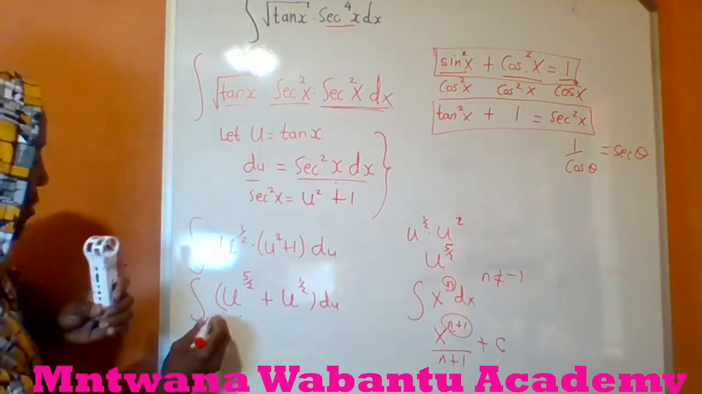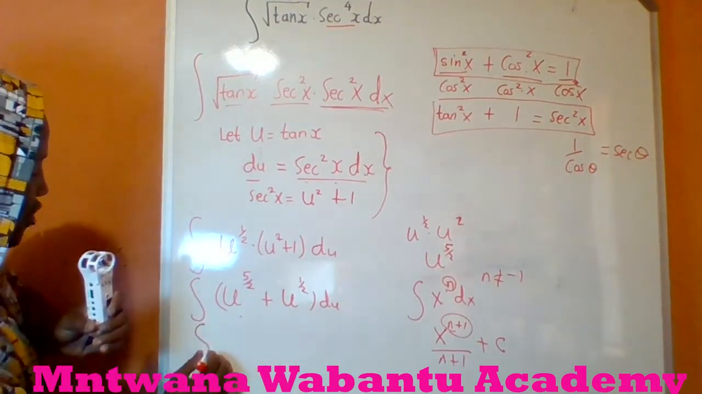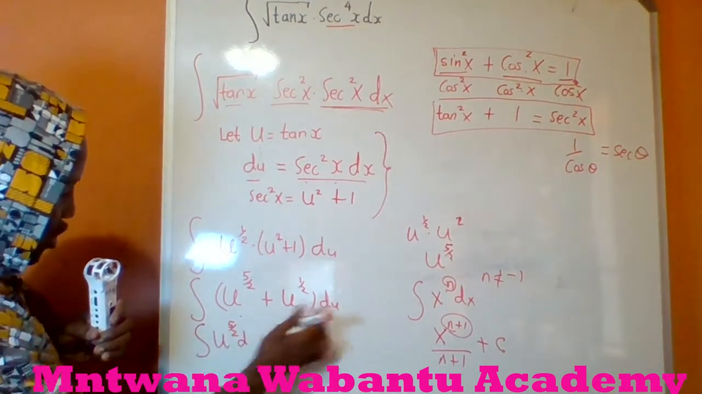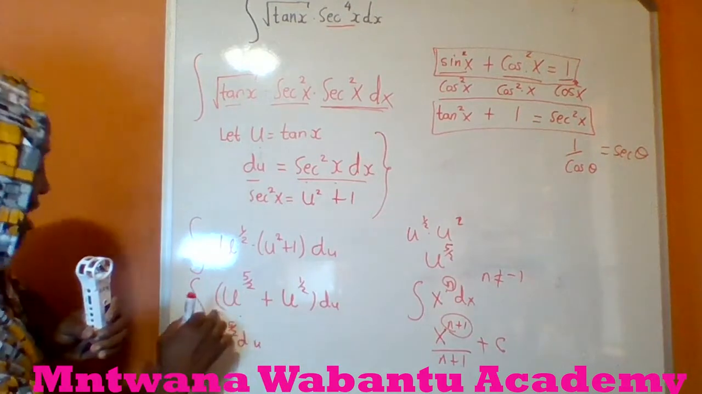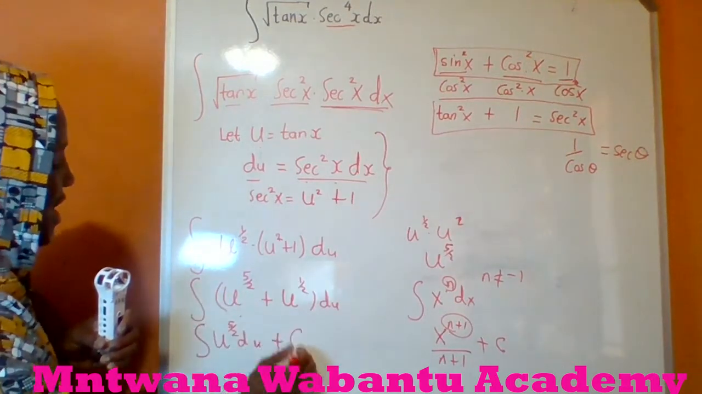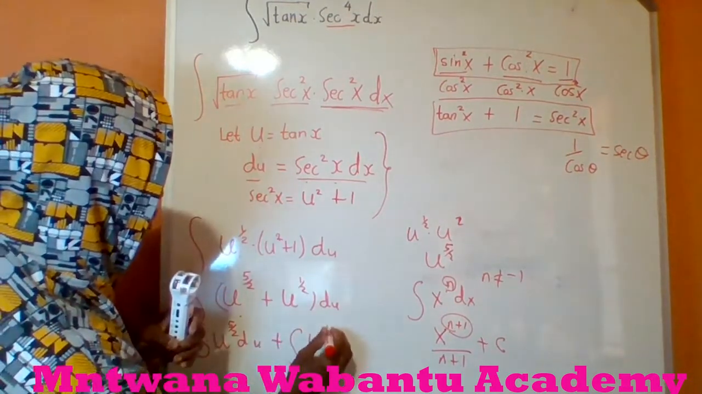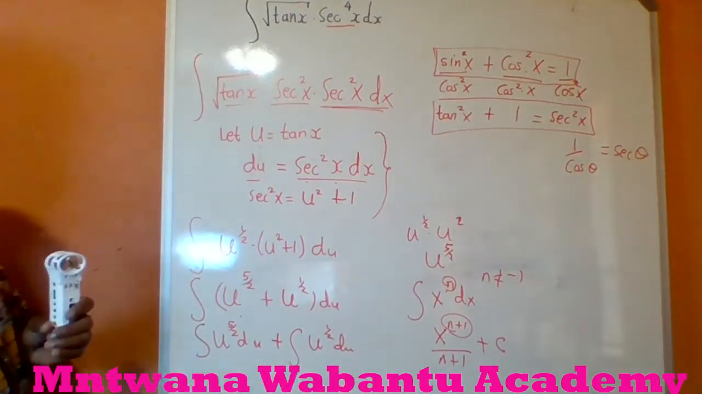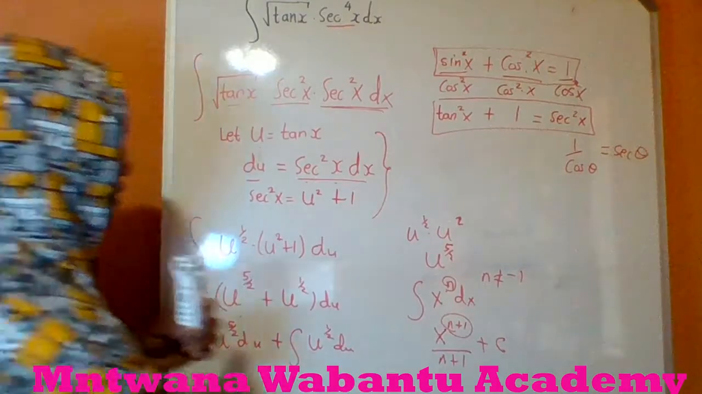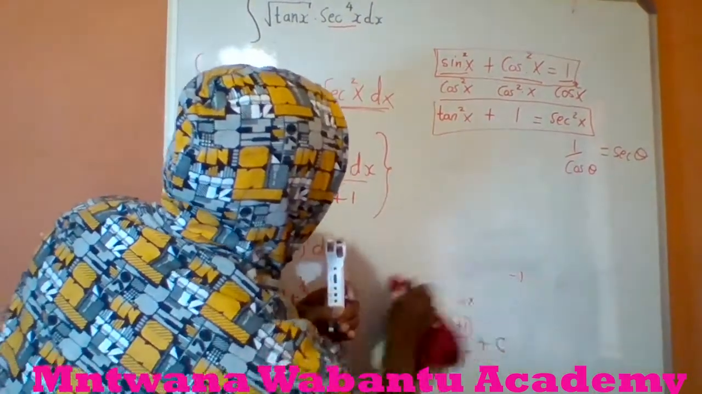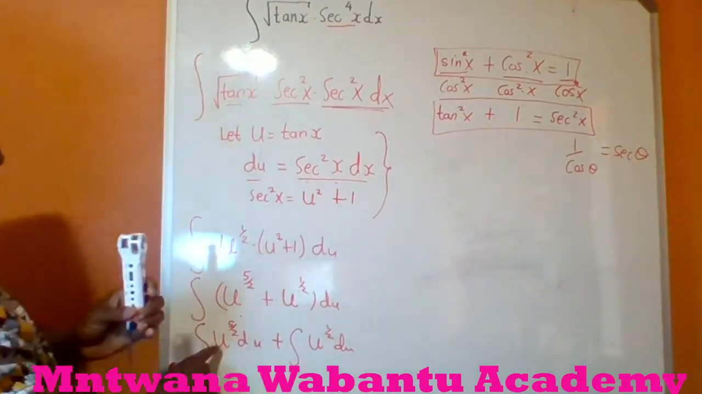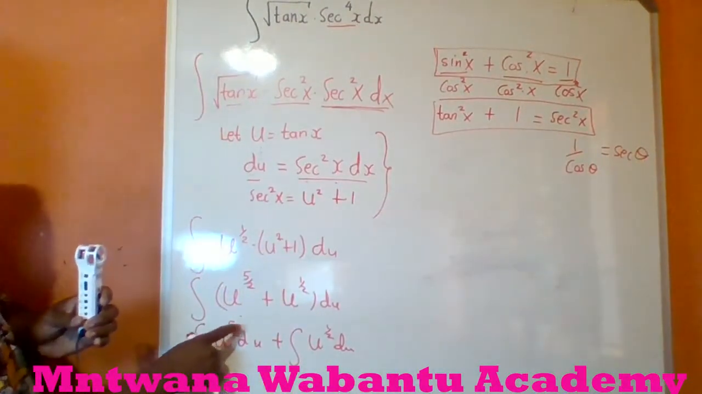Let me separate first. Integral of u to the 5 over 2 du, separate means we integrate the first one, and then plus the integral of the second one, which is u to the half du. So the question is finished now. Next part: I'm going to add 5 over 2 plus 1, which is going to be 7 over 2.